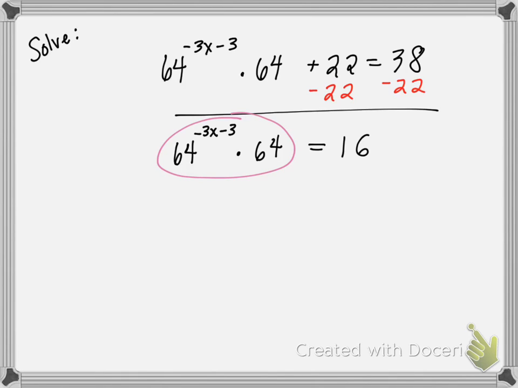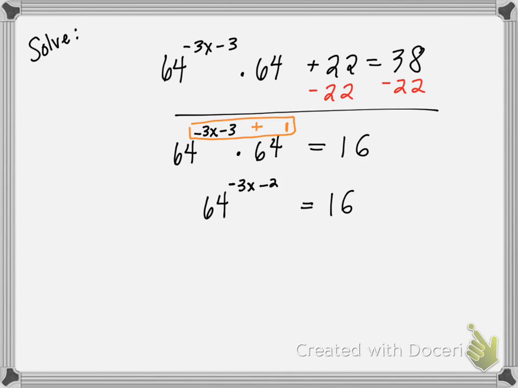The base is 64, so I can use the multiplication rule that says if they have the same base, all I have to do is add the exponents. The exponent on this second term, 64, is just the first power. So really I'm adding negative 3x minus 3 plus 1, which is negative 3x minus 2. And that's equal to 16. Now it looks like a simpler exponential equation.